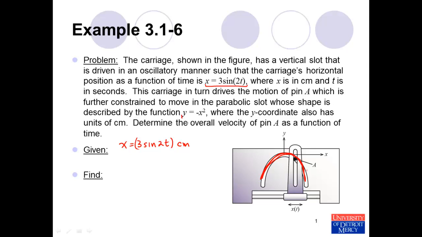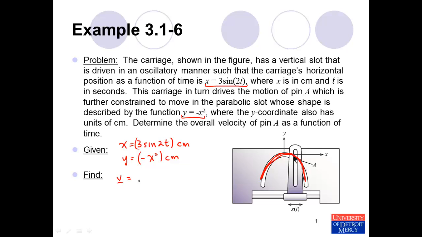We are also given the function that describes the shape of the parabolic slot. So we are told that y is equal to negative x squared, where y is also in centimeters. And so it's implied that these coefficients have units such that the units of x and y come out correctly. Then we are asked to determine the overall velocity of pin A as a function of time. So as pin A is going back and forth through this slot, we want to determine its velocity.